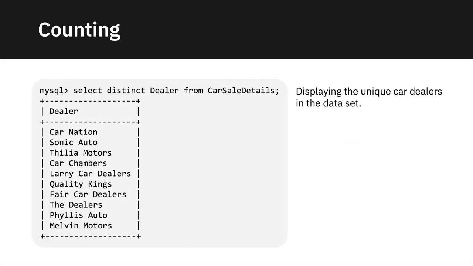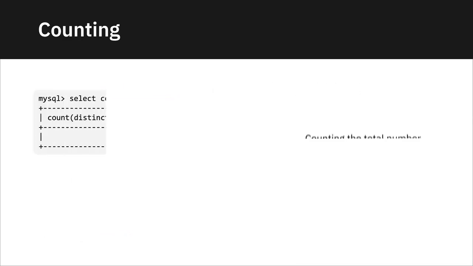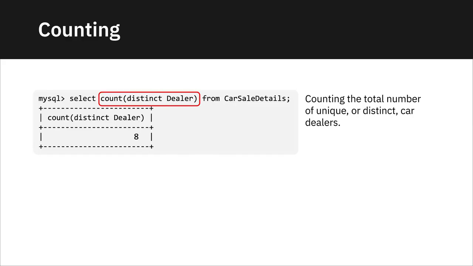And if you want to see how many unique car dealers there are in the dataset, you can use the distinct function to isolate the unique car dealers. If you combine count with distinct, you get a count of the total number of unique or distinct car dealers, which in our dataset is 8.